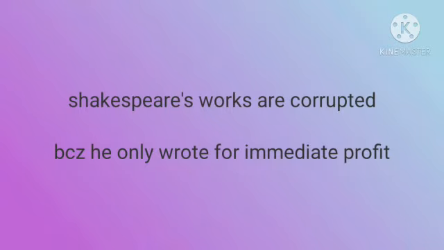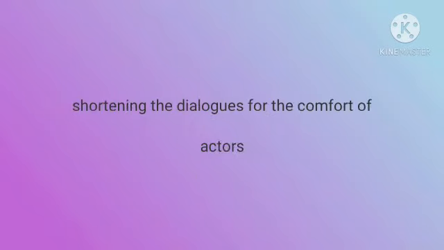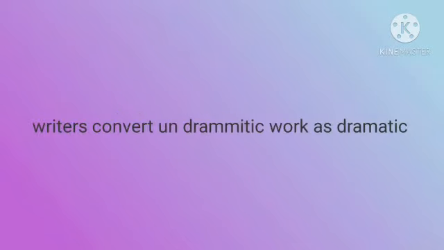So we can check how the text of Shakespeare was corrupted. The first point is Shakespeare wrote for immediate profit. The next point is the printing method used during that period was handwritten. And the next point is the mutilation of speeches by actors who wished to shorten them. The next one is Shakespeare used undramatic writing, therefore editors made it dramatic.